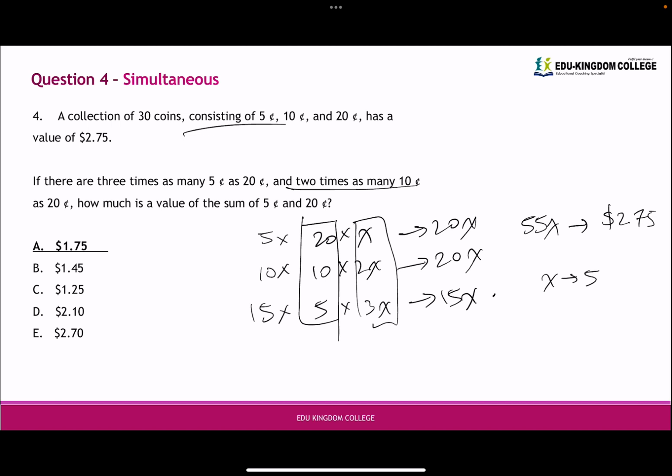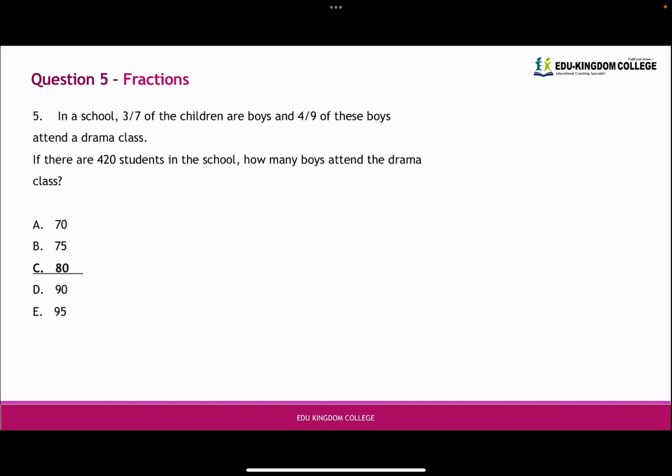Okay, so how much is the value of the sum of the 5-cent coins and the 20-cent coins? So it should be 20 times 5, and then plus 5 times 15. So it should give you 100 plus 75, and $1.75 is your answer.